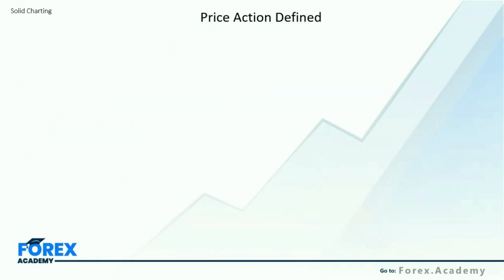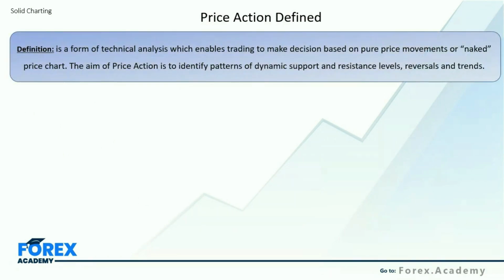Okay, so leading on from a look at technical analysis and also technical indicators, we also have price action. Now, price action is a form of technical analysis. However, it enables traders to make decisions based on pure price movements, or what's called naked price charts. So that's actually stripping away a lot of the indicators. A lot of traders who use a number of indicators, their charts can look very messy. It's very difficult to actually see what's currently happening to price.